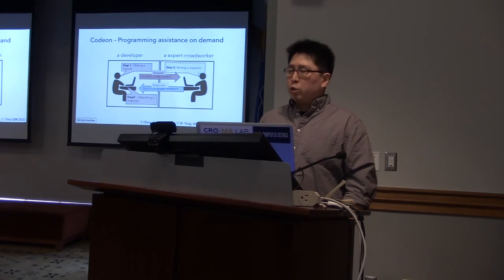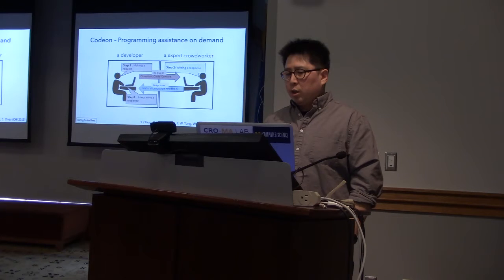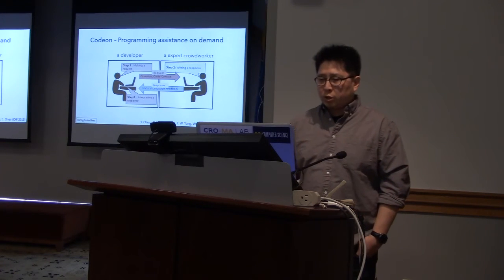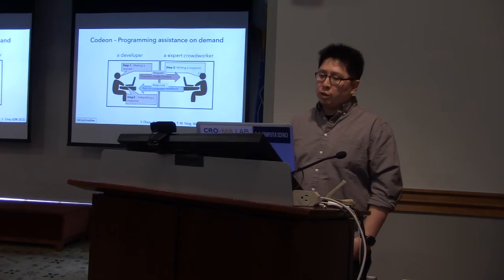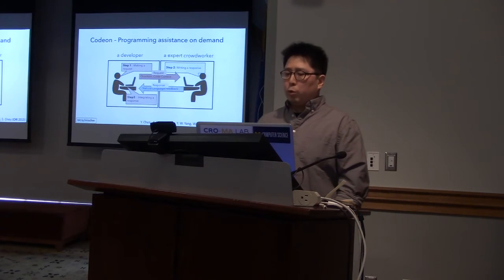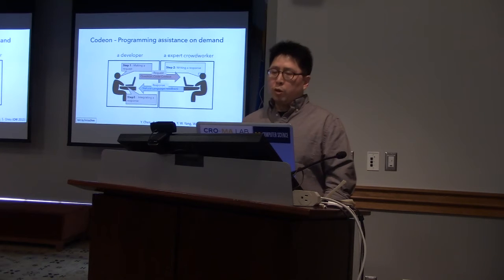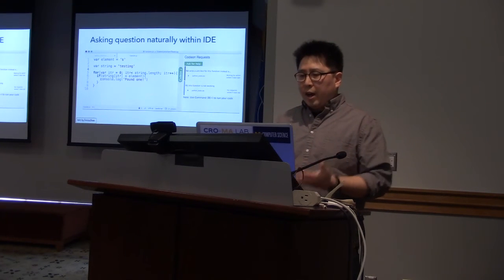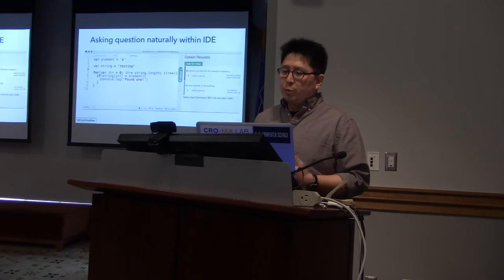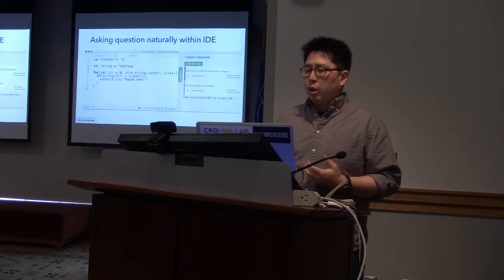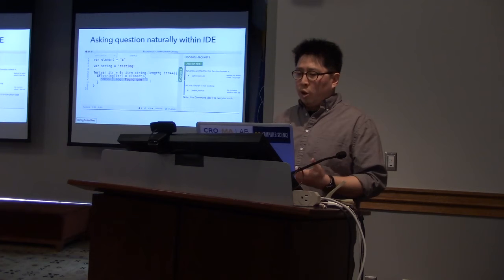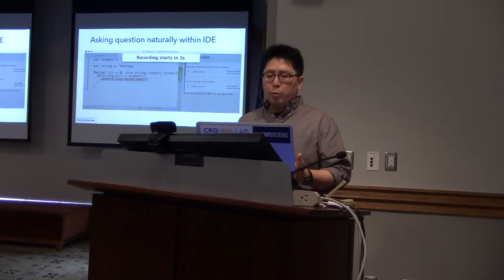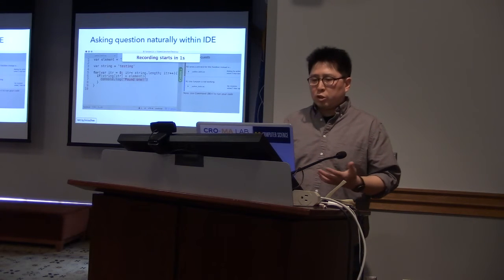Codon is designed to support asynchronous question asking, the sequence of which is the same as Stack Overflow. You first ask a question, and an online helper composes a response, and then the developer will see the response coming from the helper and modify the code. However, in Codon, asking a question is as natural as speaking to your colleague right next to you. It is built as a plug-in for a widely used code editor called Atom.io. So if you have a question, you can simply press the button and speak to the system.